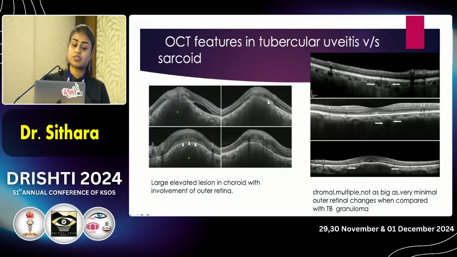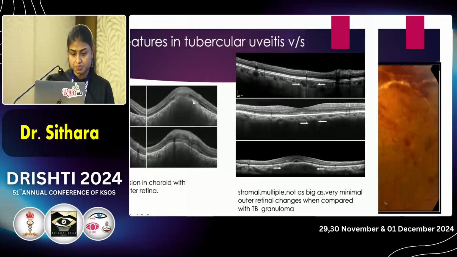So we often get confused between sarcoid and tubercular uveitis, which can be differentiated with OCT as a large elevated lesion in the choroid involving the outer retina. In sarcoid, there will be stromal involvement with multiple lesions. It's not as big as the choroidal tuberculoma seen in tuberculosis. It's seen as very minimal outer retinal changes when compared to the TB retinal granuloma.